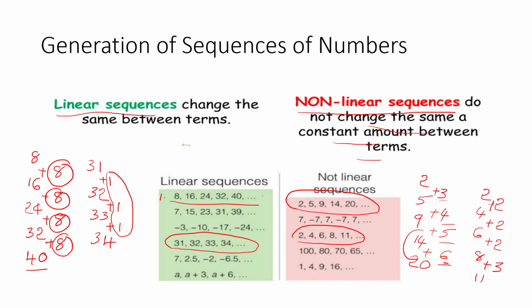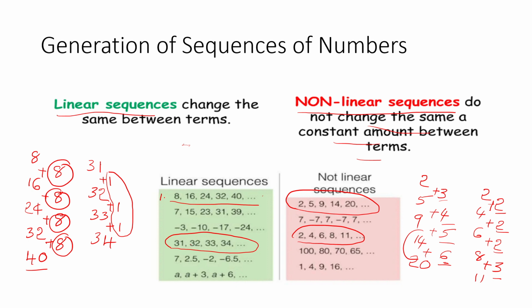Okay, so which means that here it is 2, here it is 2, here it is 2, but here it is 3. Which means between every two elements in the given sequence, 2, 4, 6, 8, 11, there is no constant change. The change is not constant. In one place it is 3. Because of that reason, it is a non-linear sequence.